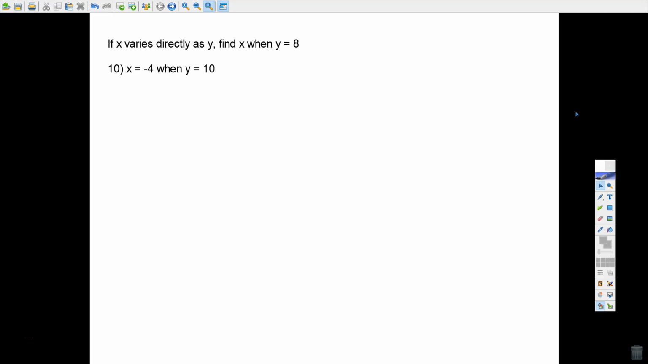Here's some homework help for lesson 7.5. I'm on pages 504 and 505. And let's start with this number 10. Hopefully number 10 will help you with 7 through 9.